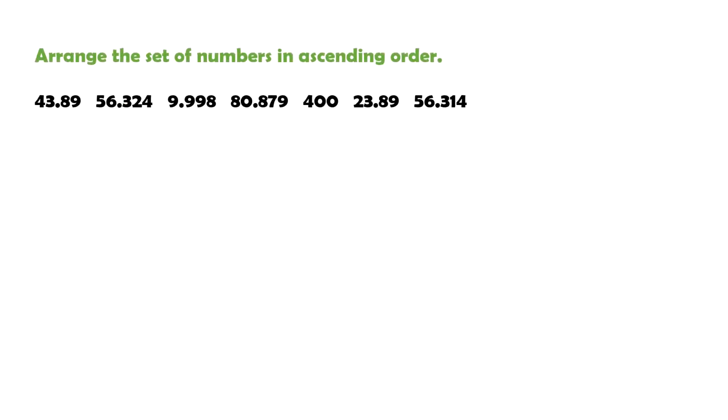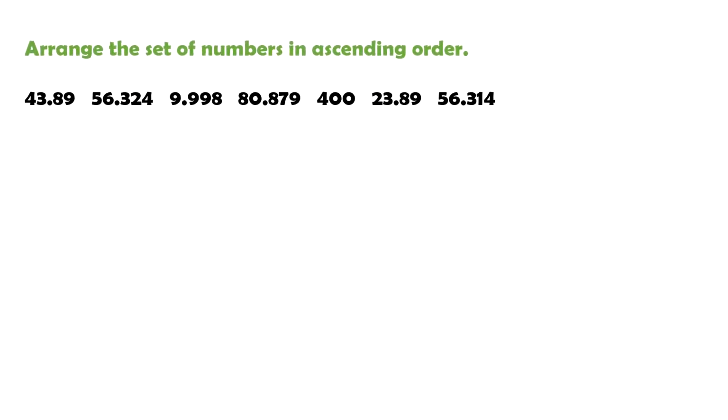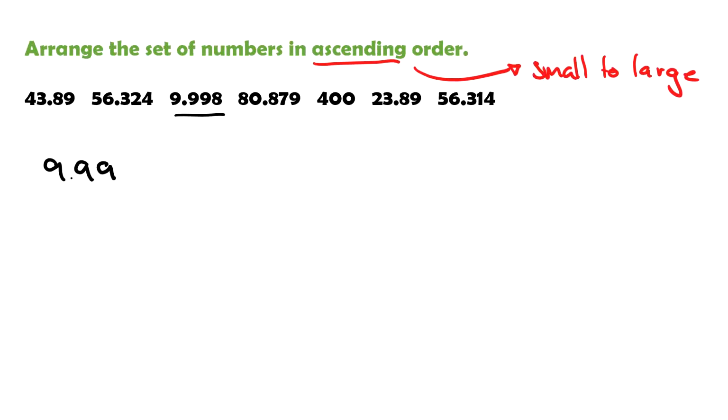Now we're going to look at actually ordering some of these. So arrange the set of numbers below in ascending order. Ascending here means from small to large. So what we're looking for with these numbers is the smallest value first, and by that you can just look for which one has the smallest amount before the decimal point. In this case we have 9.998 here, so that'll be our smallest. Then we're looking at our tens, and which is the smallest in our tens. So 23.89 comes next.